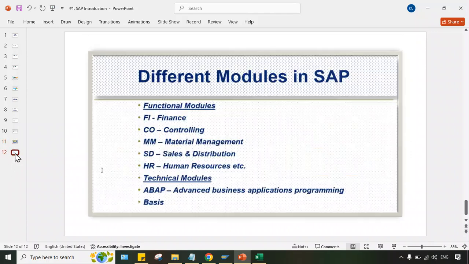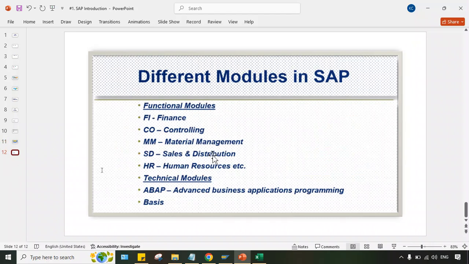Now I'll just specify certain module names here. If you talk about functional modules, we have FI, which stands for finance module. We have CO, which stands for controlling module. We have material management. We have sales and distribution, the SD module. We have HR, right? HR modules are there. And technical means ABAP and Basis. There are many more modules, guys. Multiple other modules are also there. I have just quoted a few of them.